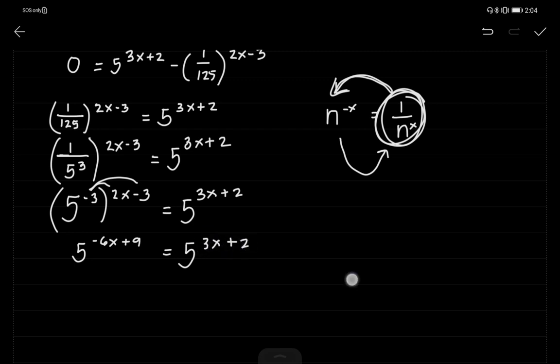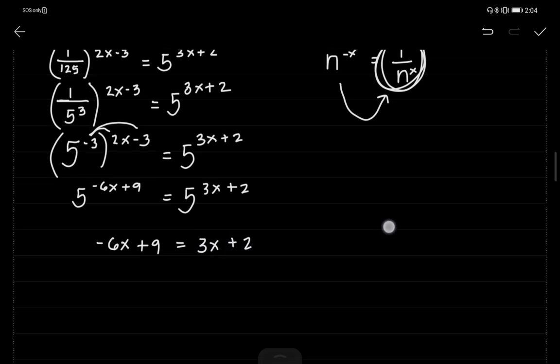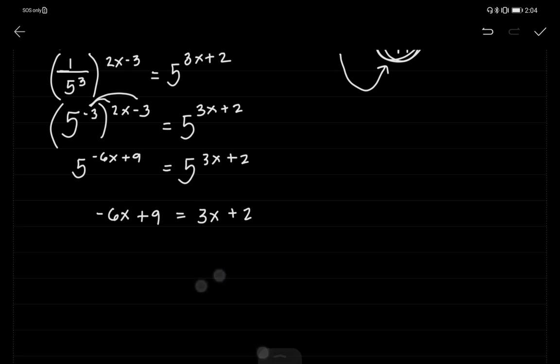So in this case, meron na tayong the same na base. So ignore na natin yung base natin. Focus na tayo doon sa ating exponent, which is yung negative 6x plus 9, which is equal to 3x plus 2. So in this case, solve for the value of x, so negative 6x. Lipat natin sa kabila yung positive 3x, magiging negative 3x. So which is equal siya sa 2. Lipat natin sa kabila itong 9, so magiging negative 9.